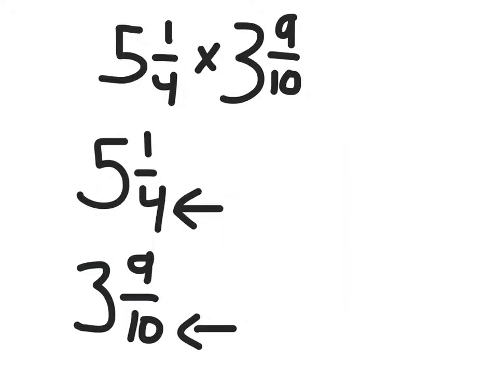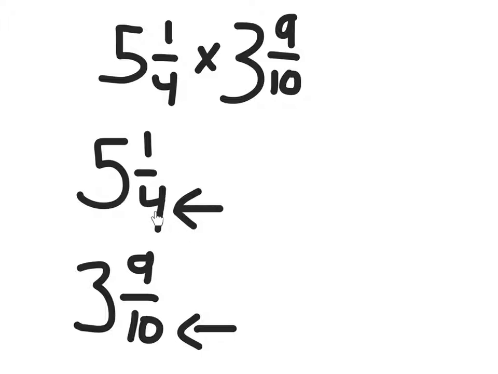Here's our next example. You'll notice that here we have 5 1/4 times 3 9/10. It's the same thing, except you'll notice that we have a whole number with each of our fractions. So I'm still going to do the same thing. I'm going to look at my denominator. I'm going to look at 4. And I'm going to think, okay, what's half of 4?